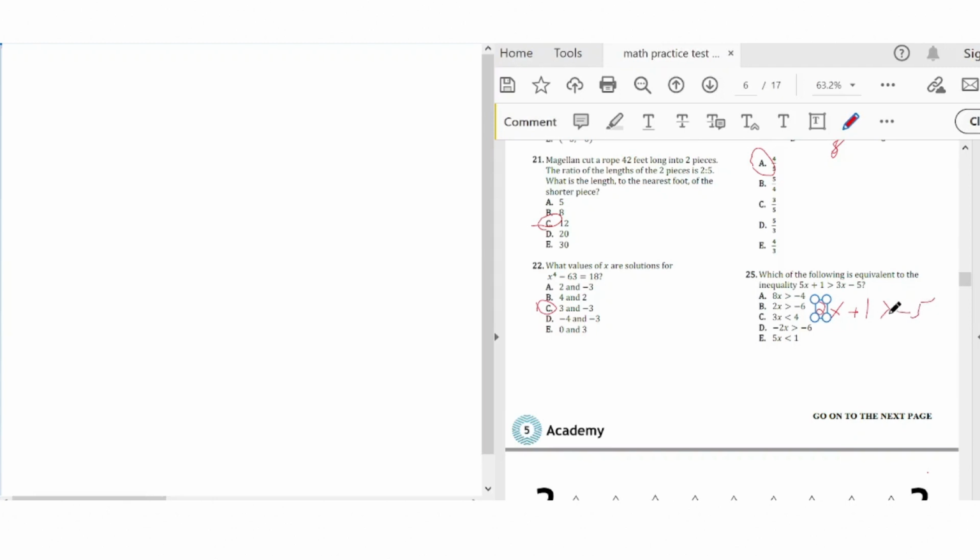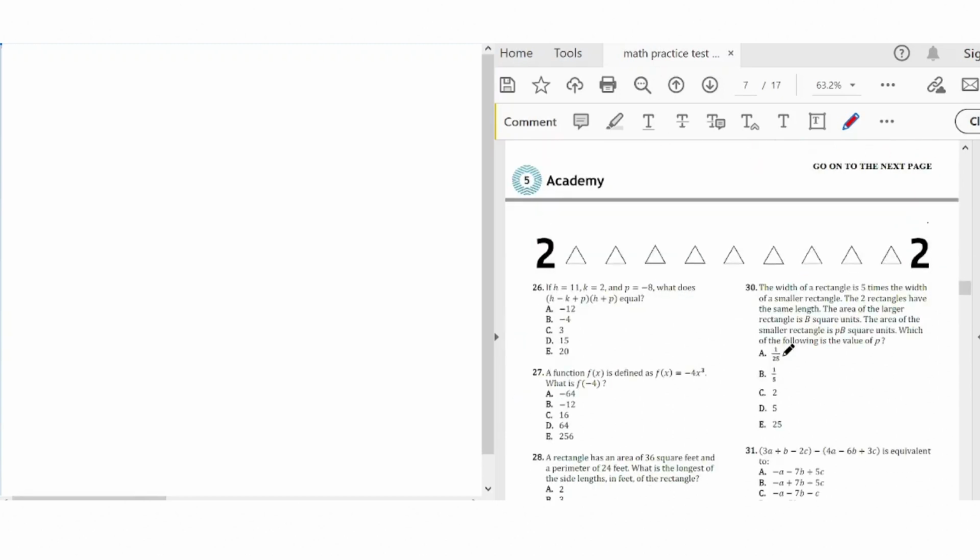All right. Now this still isn't one of our answer choices, so what we can do to simplify further is subtract 1 from both sides. 2x is greater than 6 is one of our answer choices. It is answer choice B. So now we can move on to 26.